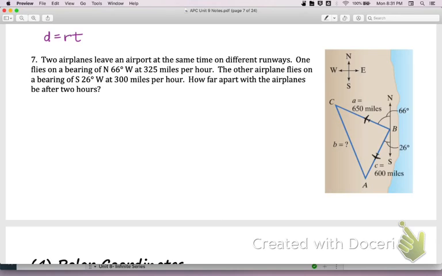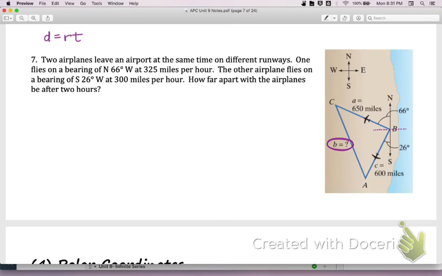Now, again, if we were trying to draw this picture, we're imagining here's the east-west line through here. So north 66 degrees west is the first airplane A. And then south 26 degrees west is airplane B. How far apart are the planes? So B, the side length, is what we're trying to figure out.